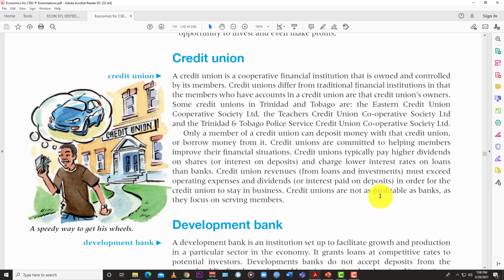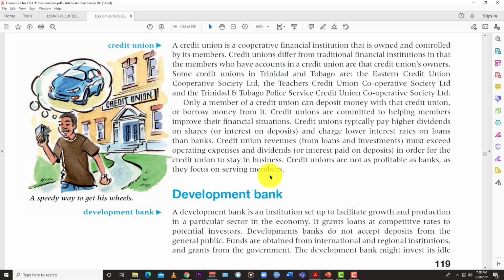Credit unions are not as profitable as banks as they focus on serving members. And that's the key thing right there. The focus is the members, so they're not all about gouging out your eyes to make some profit for the shareholders. That's one advantage of the credit union as opposed to commercial banks.